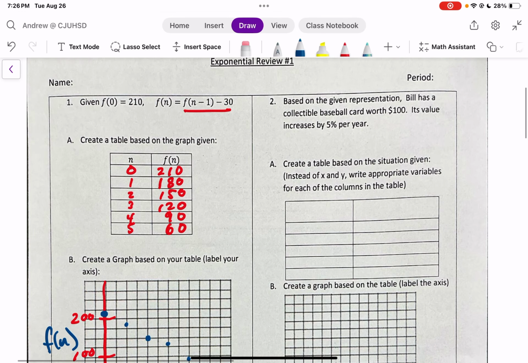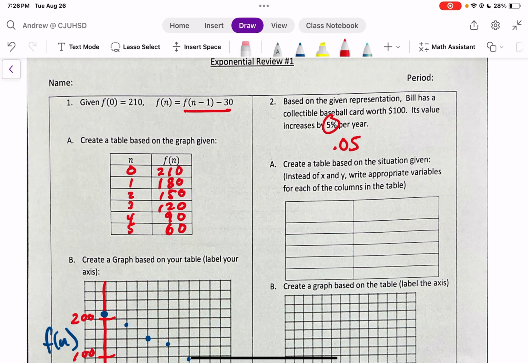Okay, let's look at this next one here. Bill has a collectible baseball card worth $100. Its value increases by 5% a year. So right away I'm thinking that's 0.05. Its value is going up, increasing, so it's got to be 1.05. Create a table based on this information. Instead of X and Y, write appropriate variables for the columns in the table. So this could be years and value.